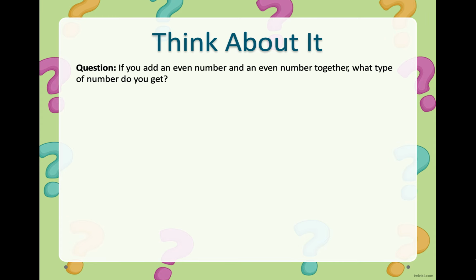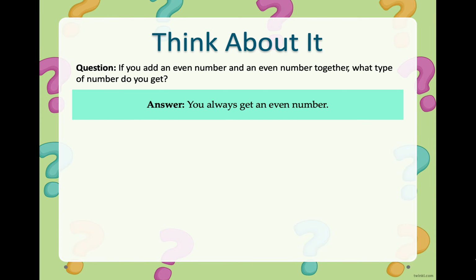Now let us look at these. You can try any of these out. If you add an even number with an even number together, what type of number do you get? You always get an even number. Let us try it out. If I add 2 plus 4, you can put the big number in your head and the small number on your fingers. 4, 5 and 6. So the answer is 6. And we know that 6 is an even number.